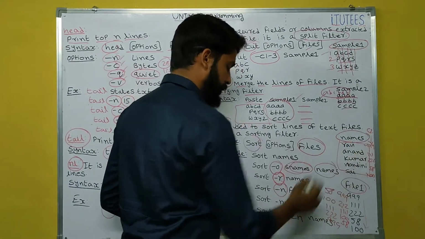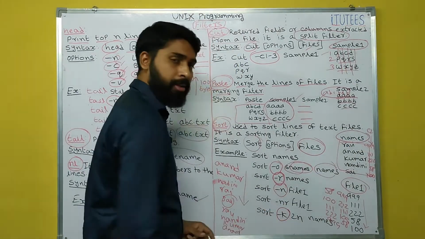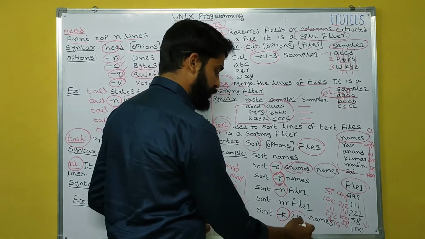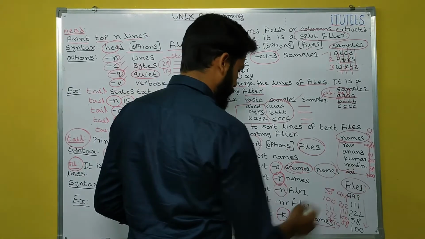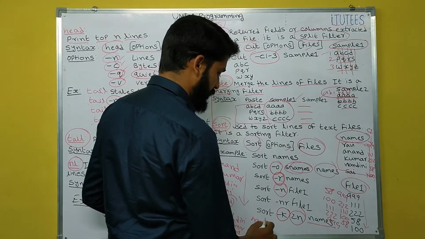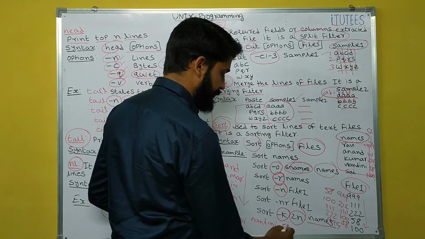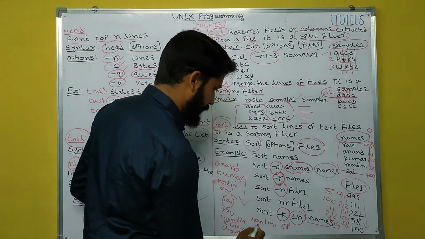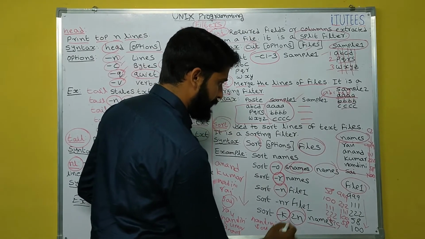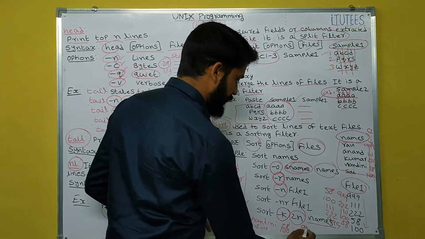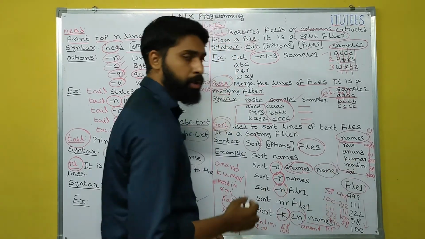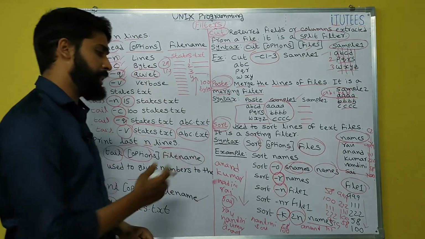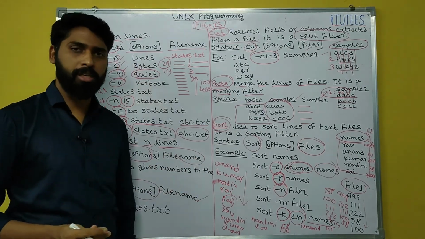This is column 2. Then I can give -k. What's the column number? 2, the second column, and then you give the file name names. Now it displays Nandini 58, then Sai 100, then Anand 111, Kumar 222, Ravi 999. We can see the exact output when we execute these commands.